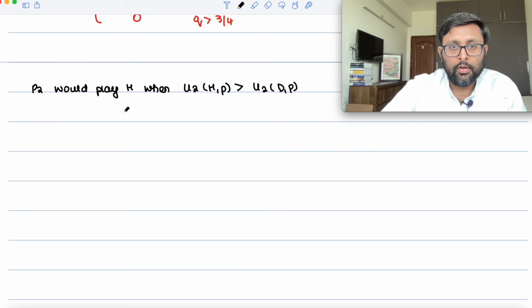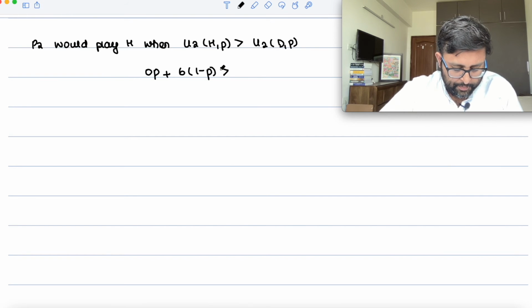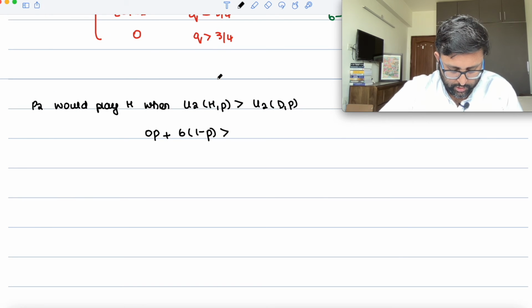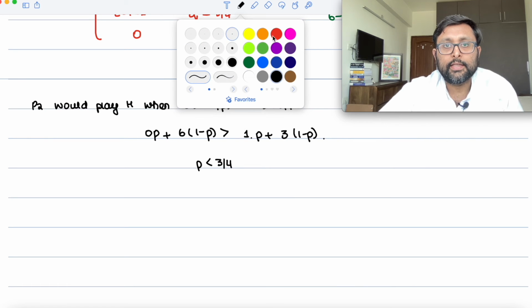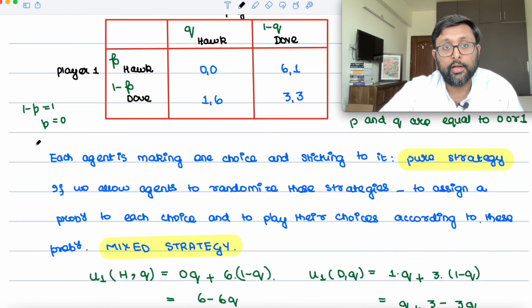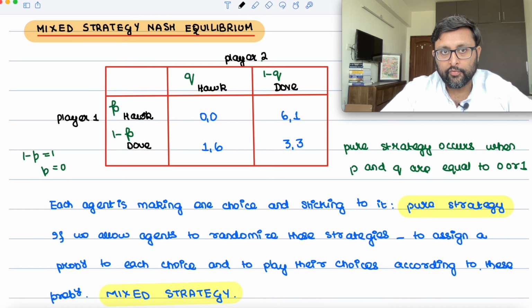So how do you write this? That is 0 into p plus 6 into 1 minus p, greater than u2 dp, that is, utility from playing dove is 1 provided player 1 plays hawk, and 3 provided player 1 plays dove. So it is 1 into p plus 3 into 1 minus p. When you solve this, you get p less than 3 by 4. So player 1 is going to play hawk with less than 75% probability, right? With less than 75% probability.